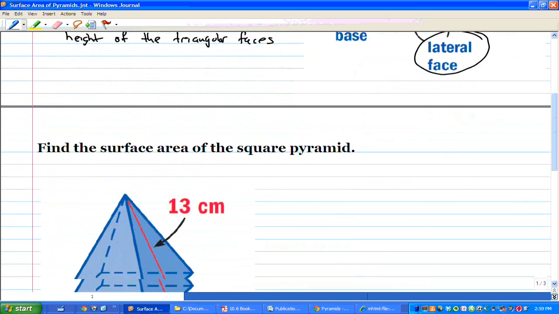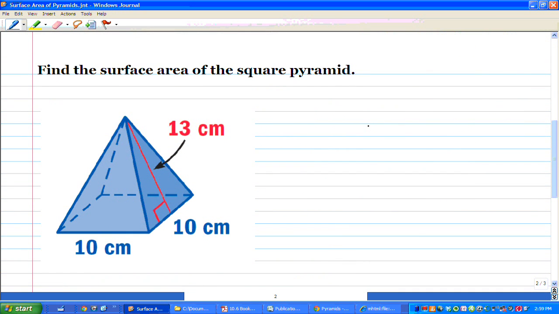So let's try a sample problem, shall we? Here, surface area of a square pyramid. Now, the nice thing here is that the base is a square. Because the base is a square, that means that the triangular faces are congruent. And again, this works with the right pyramid that we're working with.